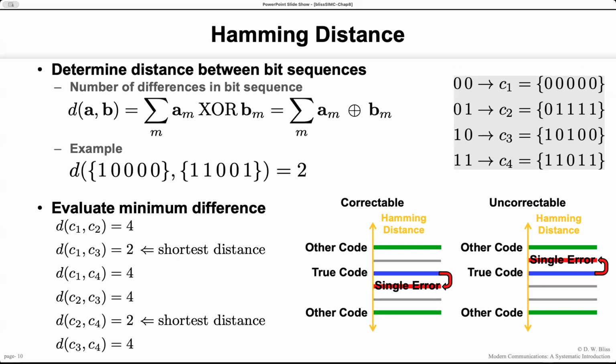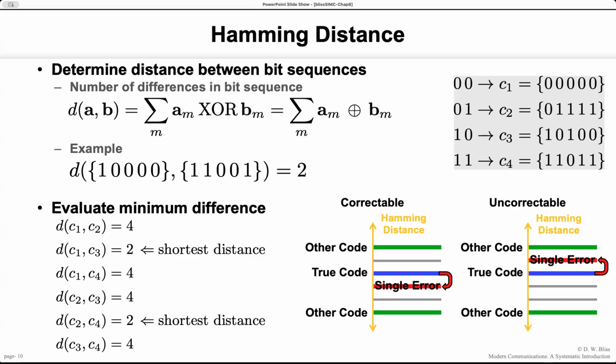If we take a look at the example here, what is the Hamming distance between the sequence 1, 0, 0, 0, 0 and 1, 1, 0, 0, 1? At each step along that sequence, we just ask whether it is the same or different from the other sequence. In the first position, it's 1 versus 1, so they're the same. The second position is 0 versus 1, so that's a difference. Then 0 versus 0, same. 0 versus 0, same. 0 versus 1, different. And so the Hamming distance between these two sequences is 2.